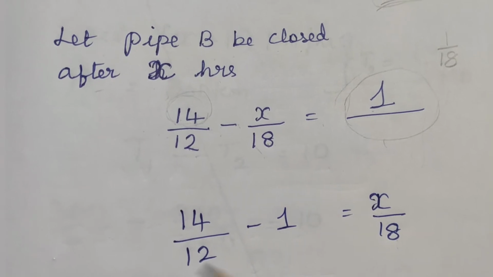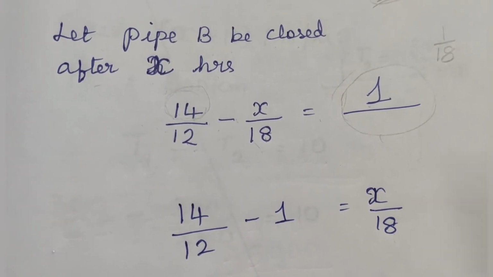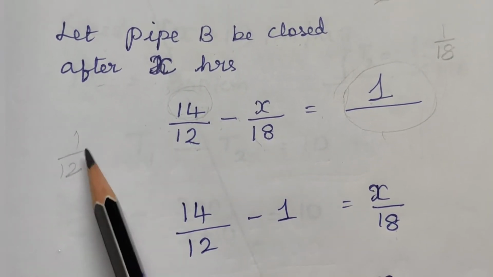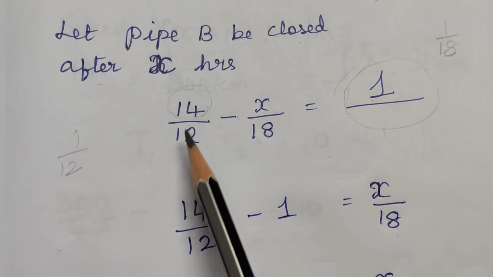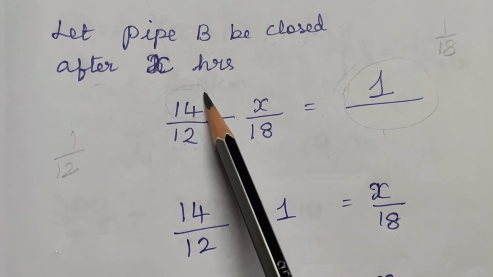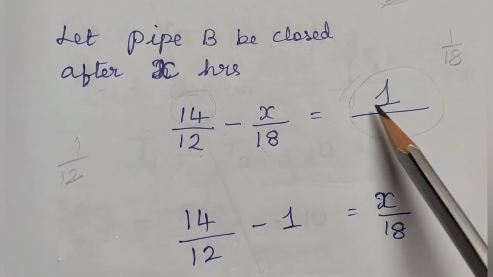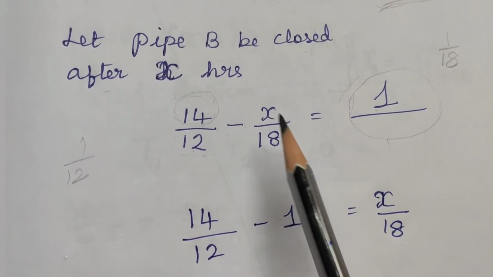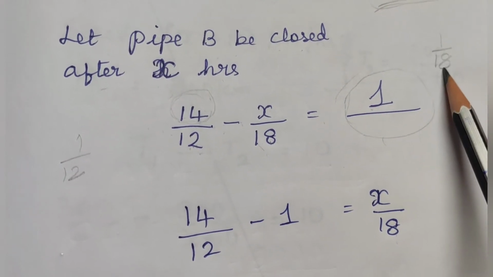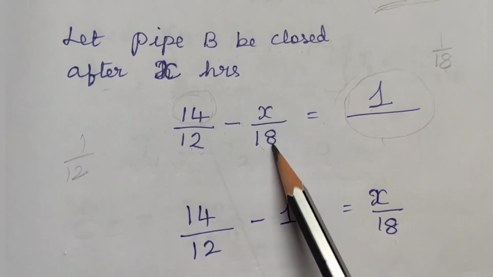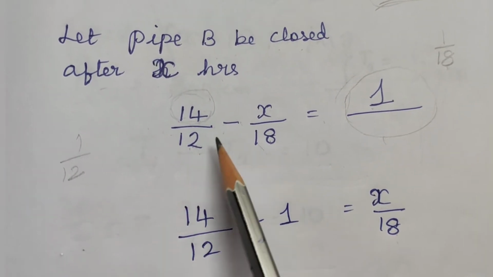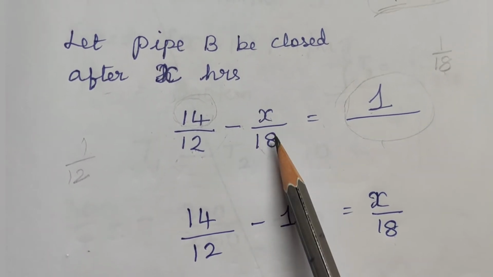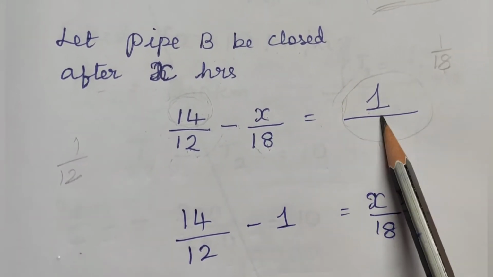So what is the job of pipe A? Pipe A in 1 hour can fill 1 by 12 part of the tank. So in 14 hours it fills 1 by 12 into 14, 14 by 12. More than a tank is filled. But we have to show one complete tank, minus the part emptied by pipe B. Pipe B can empty 1 by 18 part in 1 hour, so in X hours, X by 18 part. So 14 by 12 minus X by 18: more than one tank is filled minus the part emptied by pipe B. So we get one complete tank.